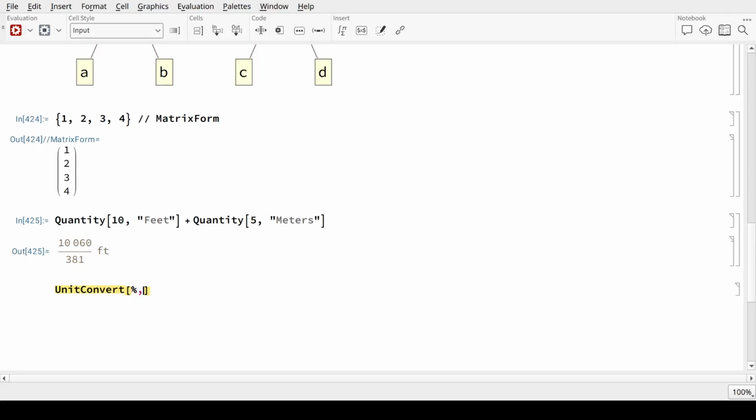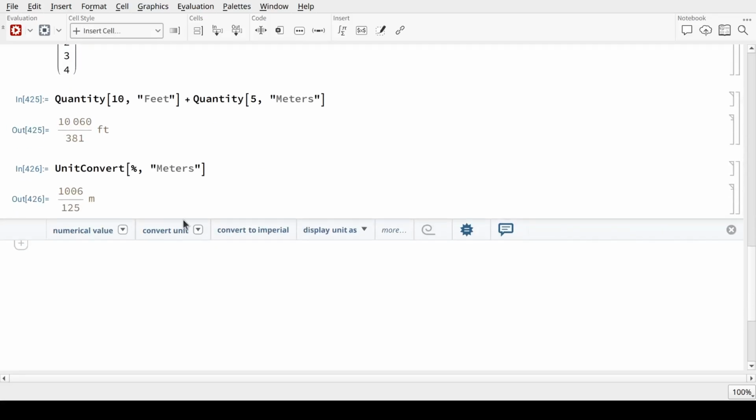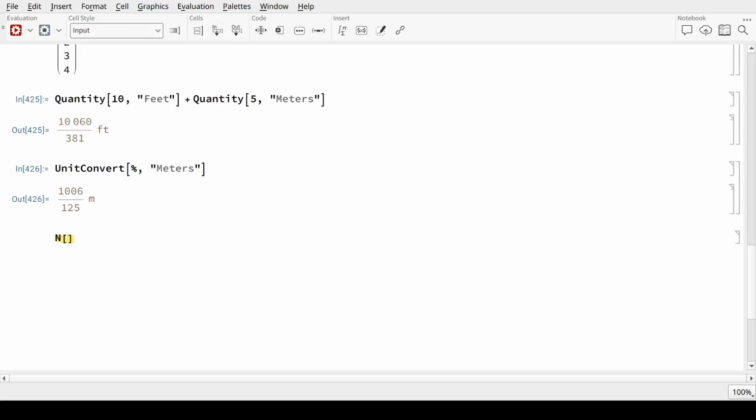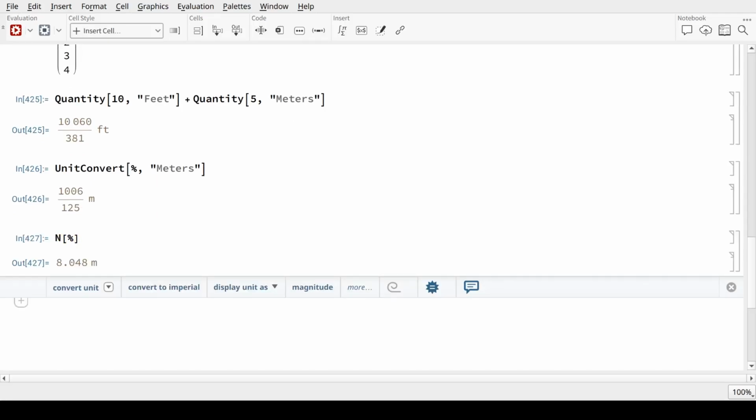And we take the last output, and then we convert it to meters. And this gives us an exact number, which we can convert to a numerical representation, which will give us 8 meters.